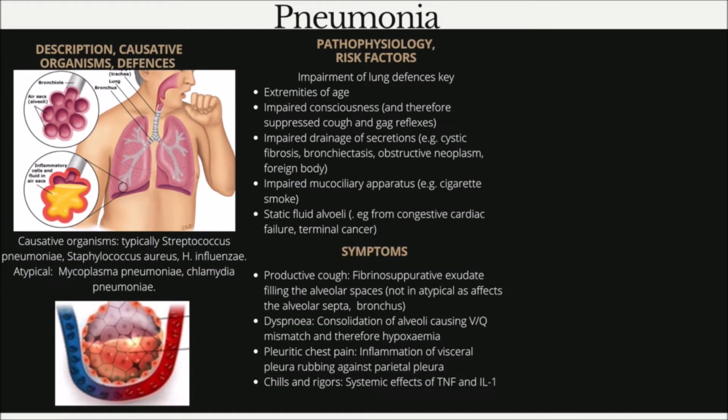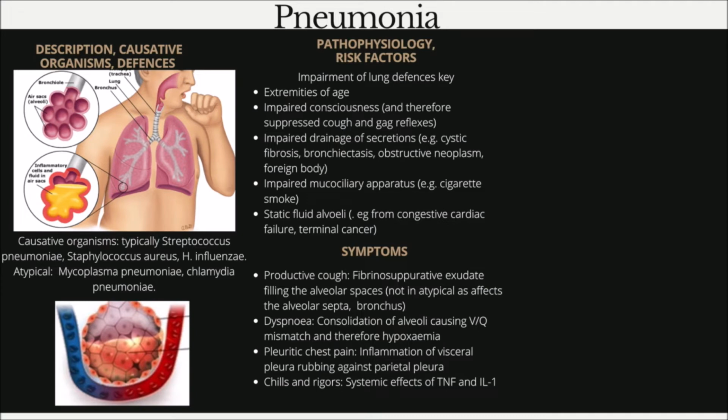However, it's important to note as atypical pneumonia impacts the alveolar septa or bronchus, it would not present with a productive cough because the alveoli is not filling with pus. Patients may be short of breath because consolidation of the alveoli impairs gas exchange, if you look at this diagram. And this leads to a ventilation perfusion mismatch and therefore hypoxemia.